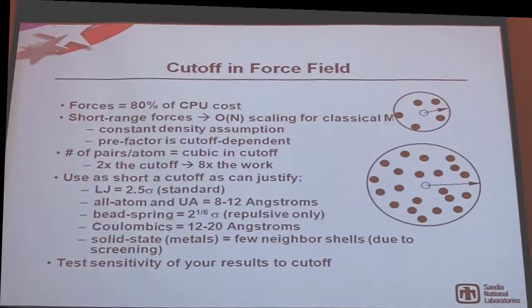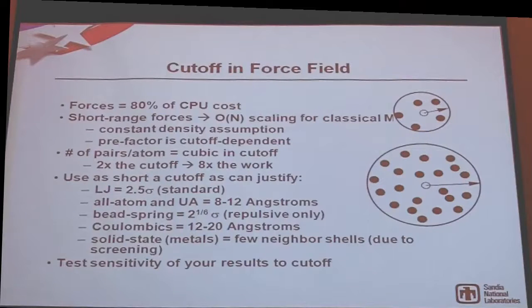So first, let's talk a little bit about the cutoff in the force field. As I said before, the forces would typically consume up to 80% of the computational cost, and short-range forces should scale according to order n, and we assume that the simulation domain is a roughly constant density. But by changing the cutoff, if we double the cutoff, it increases the work by a factor of 8. So we really do want to be judicious about the choice of our cutoff, and we want to use it as short as possible. For example, if we're simulating Lennard-Jones particles, typically we'd simulate a 2.5 sigma cutoff. Whereas if we're doing all atom simulations, maybe a 10 angstrom cutoff would be more typical.